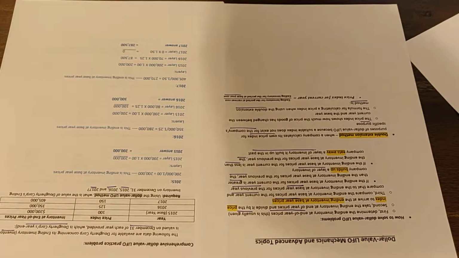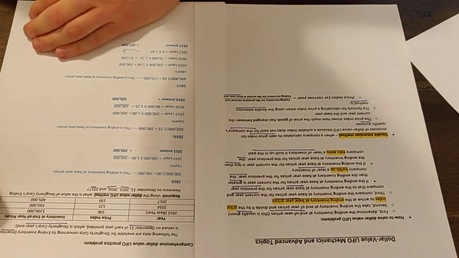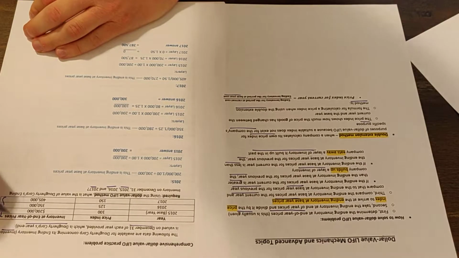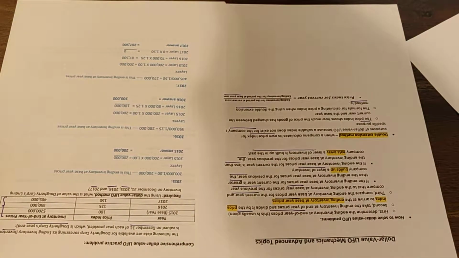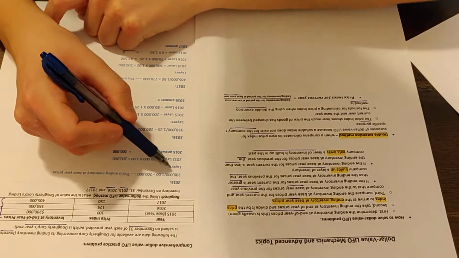Okay, so now we need to take our steps. First step, we need to determine the ending inventory at end of year prices. Again, that's given, right here in the last part of the chart. So we've already done that for all of our years. It's very straightforward. Then the second step: let's start working through 2015.